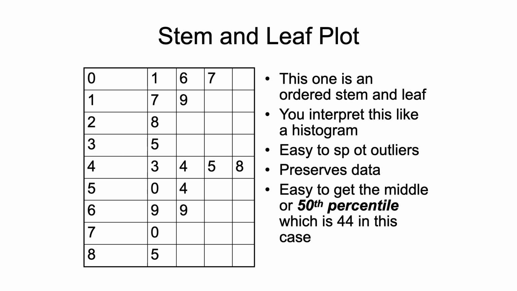Well, let's see, how many values are there? 1, 2, 3, 4, 5, 6, 7, 8, 9, 10, 11, 12, 13, 14, 15, 16, 17. So that means the 9th value is the middle. Right? Because 8 and 8 is 16, there'll be 8 here, and then 1 in the middle. Let's go. 1, 2, 3, 4, 5, 6, 7, 8, 9. Oh, look, it's 44. That's the median, or the 50th percentile. It's the middle.